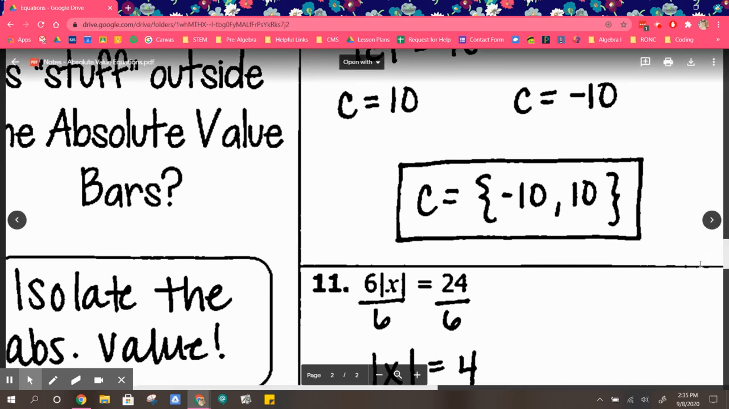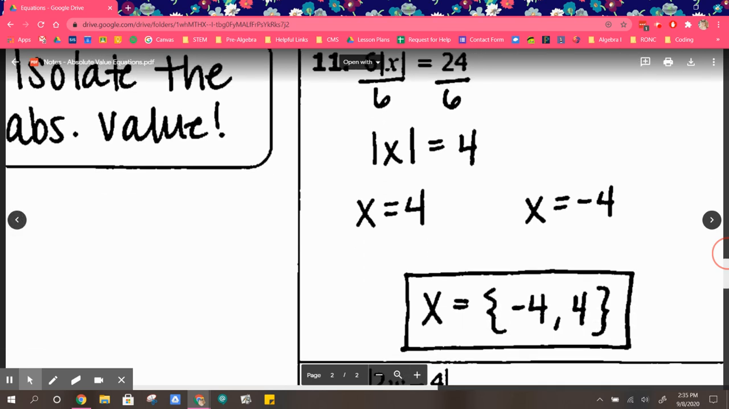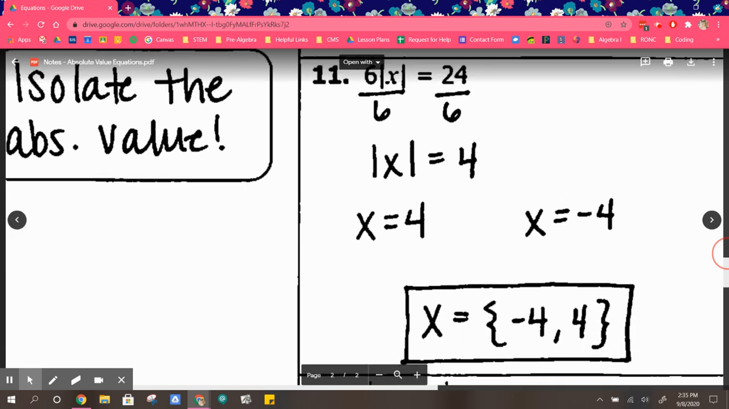And then again, take that inside part and set it to the positive and negative version of the outside part. So x equals 4 and x equals -4. And then there's nothing to solve here, so that is our final answer.